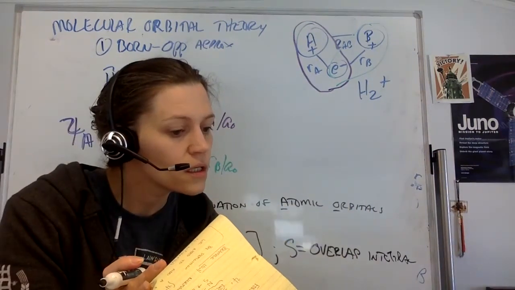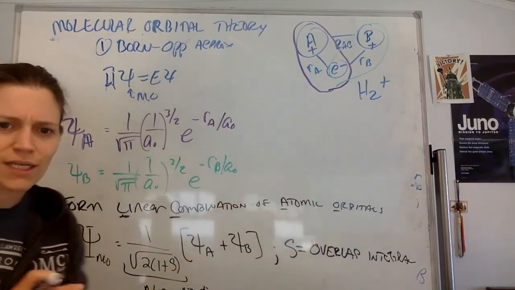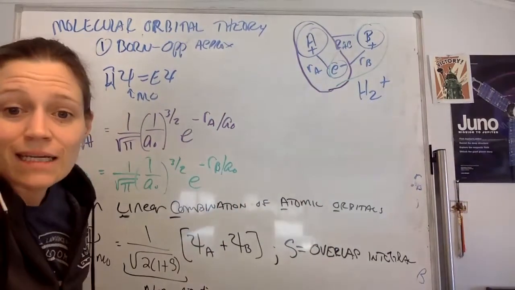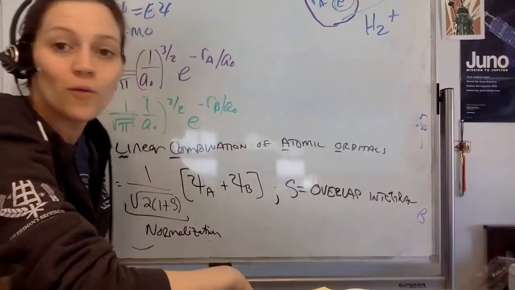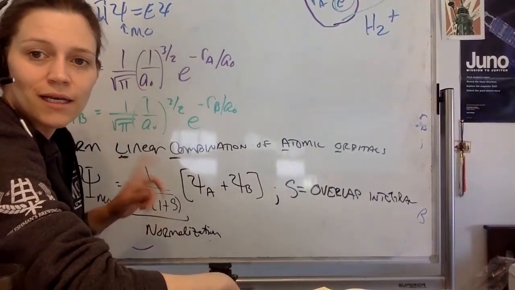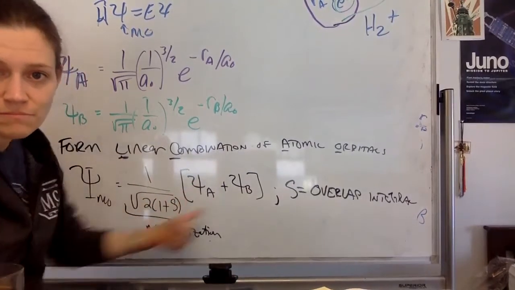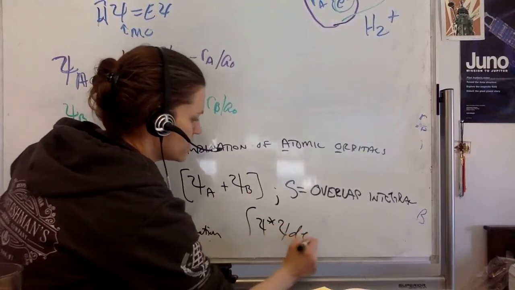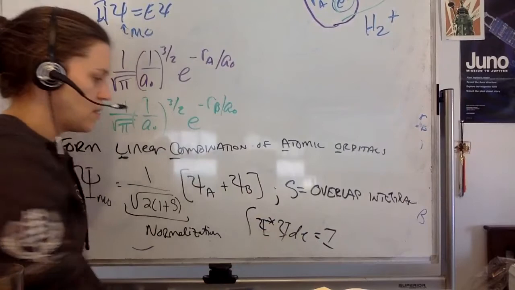There's an example in the 11th edition that takes you through what S is. Example 9B.1, or 10.1 in the 9th edition, shows you how you get this normalization constant from making sure that psi star psi d tau is equal to 1. Cool, and these are big psis.